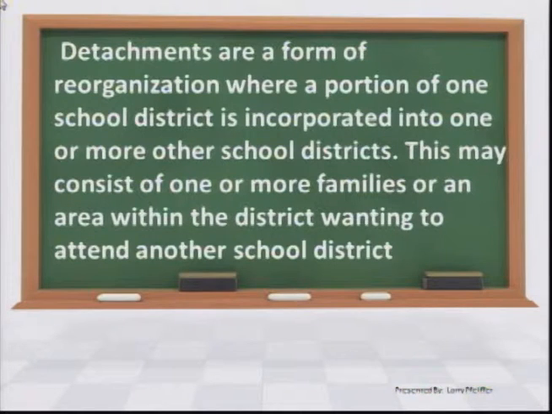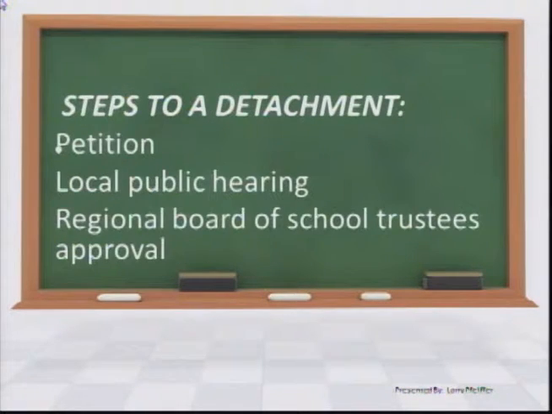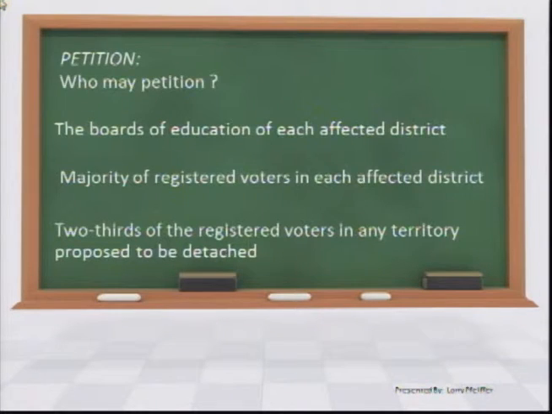Detachments are a form of reorganization where a portion of one school district is incorporated into one or more other school districts. This may consist of one or more families, or an area within the district wanting to attend another school district. So it can be single families, multi-families, or entire communities that can ask to detach. And the steps are pretty simple. A petition is filed to the Regional Office of Education for the Regional Board of School Trustees. There'll be a local public hearing to hear the facts, and then the Regional Board of School Trustees will either provide approval, disapproval, or will take the matter under advisement.